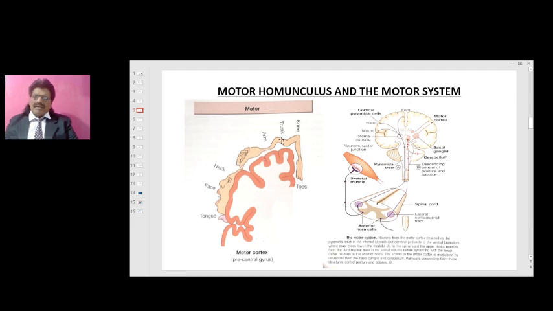So this is the arm, trunk, knee, and as I said, the leg area goes into the medial part of the hemisphere. This is the lateral cortex and this is the medial cortex. We are talking about the motor homunculus or the motor system, that is, the motor cortex, precentral gyrus. But how does the information from the precentral gyrus, namely the hand, the mouth, the foot, go to the spinal cord level and then interact with the muscles?